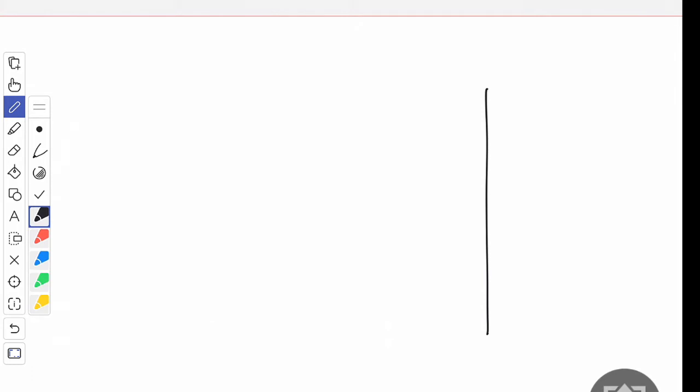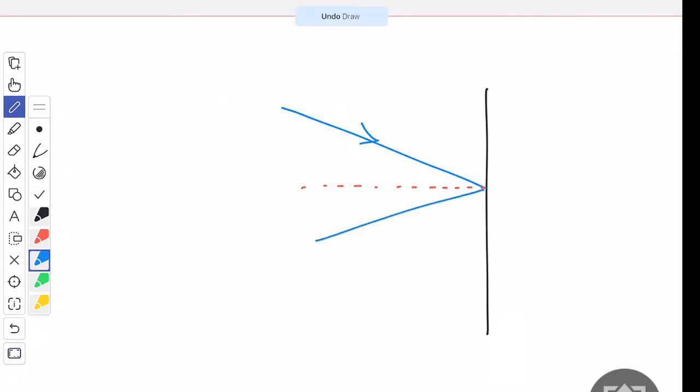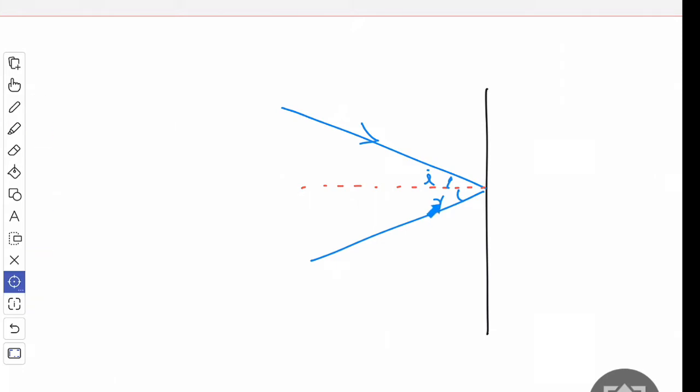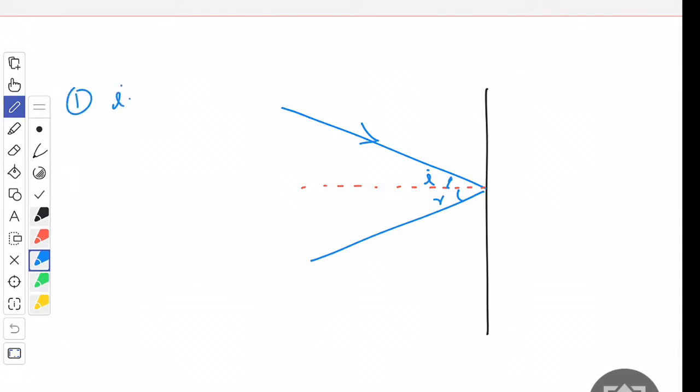And if a ray of light is coming from here, this is a ray of light, and if this is the normal, then the ray of light will get reflected in such a manner that this angle I and this angle R, right? So this I is called the angle of incidence, and this R is called the angle of reflection. The first law of reflection says that I is equal to R. That's all.